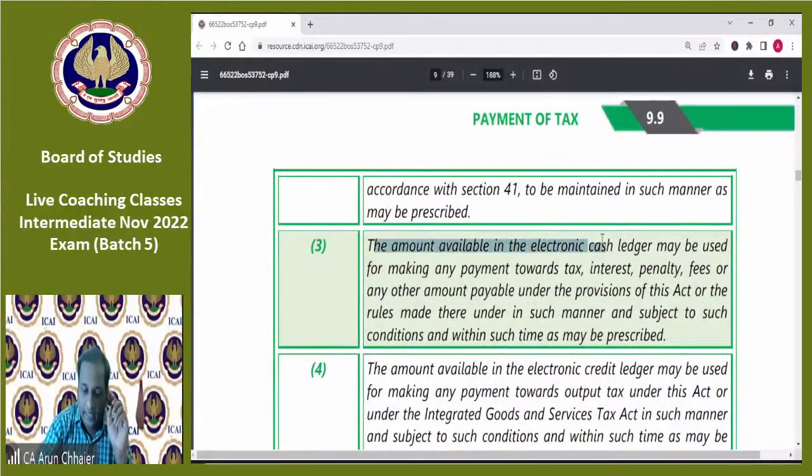Amount available in the electronic cash ledger may be used for making any payment toward the tax, interest, penalty, fees, or other amount payable under the provisions of this Act or the rules made thereunder. It means we can use the cash ledger for the tax, interest, penalty, fees, or any other payable.